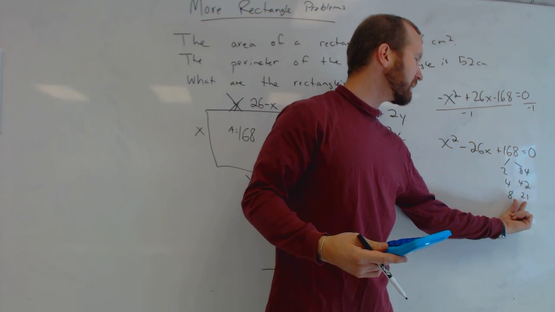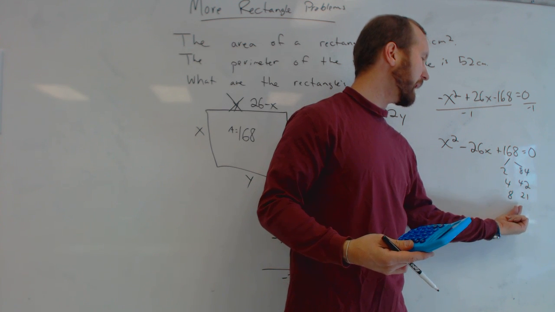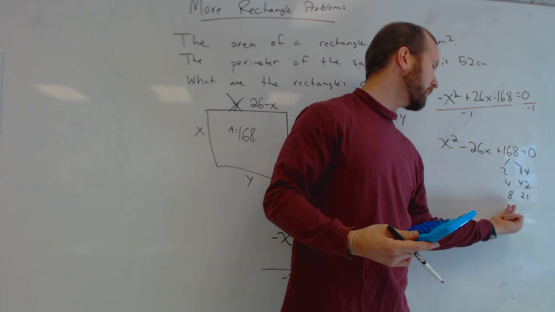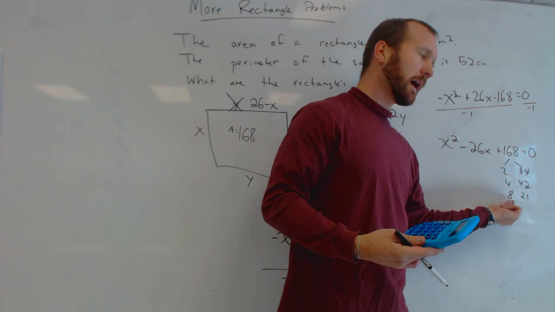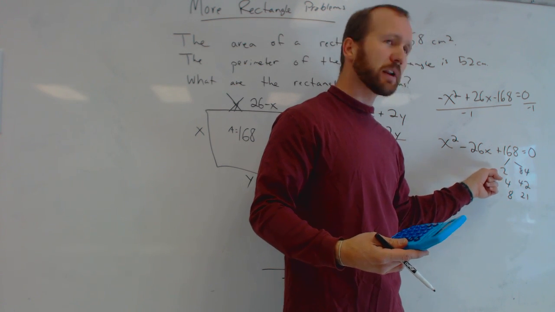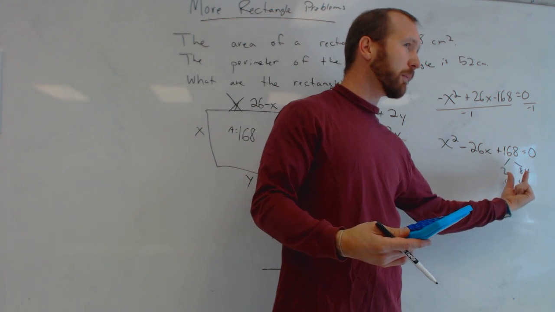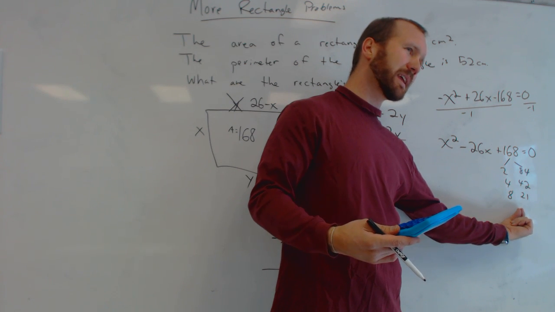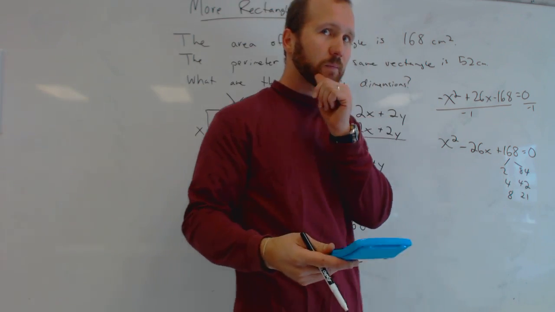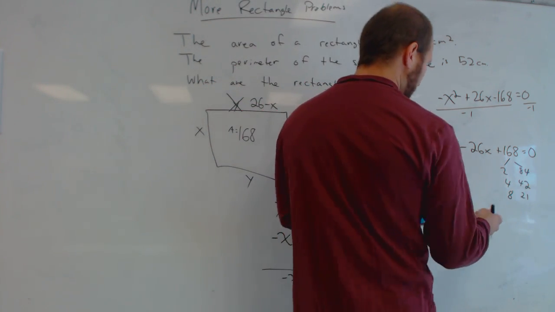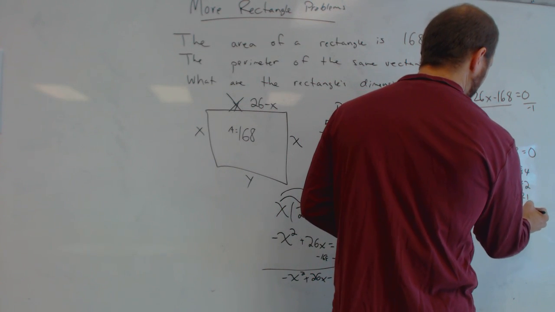Notice that our number is still too big. 8 plus 21 is 29. So I still want to try to get a larger factor here. I could try like 6 and 3, but they wouldn't work because the numbers are still going to be too far apart. I need numbers that are closer together. There's a kind of pattern to the way that factors work. 14 and 12. Oh, 168 divided by 14 equals 12.